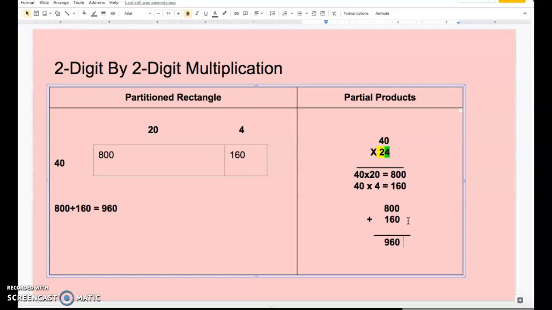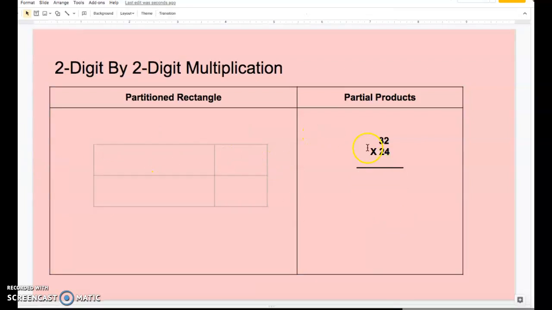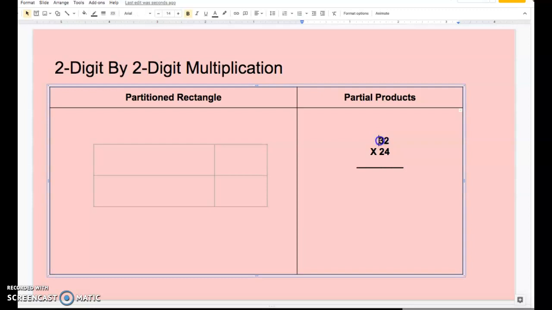But now, what if we have a multiplication equation where it's 2 digits by 2 digits? To do that, I need to create a double partitioned rectangle because I need to break up the 30 from the 2 and the 20 from the 4. I'm going to put my 32 on the side here. So I'm going to put my 30 and my 2. And then on the top, I'm going to put my 20 and my 4.